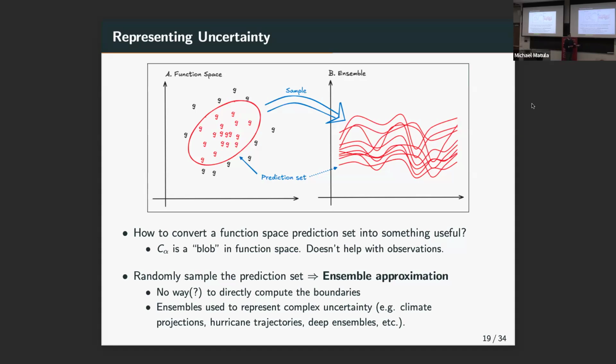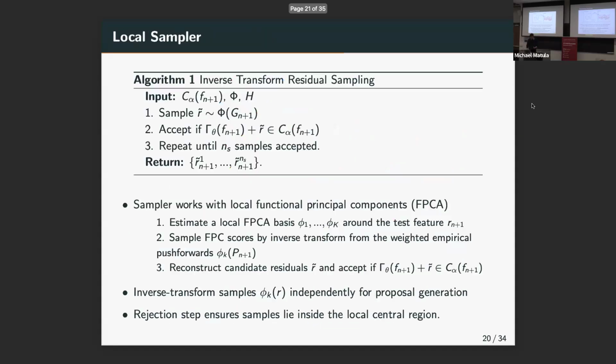Ensembles are used in a lot of these problems where we're already applying operator models. For instance, like climate projections, the uncertainty there is usually represented by an ensemble of climate models. In deep learning, we often use deep ensembles or Monte Carlo dropout. We also do these a lot with hurricane projections as well. So it's not my favorite solution, but it is a solution that people will often use to approximate uncertainty.